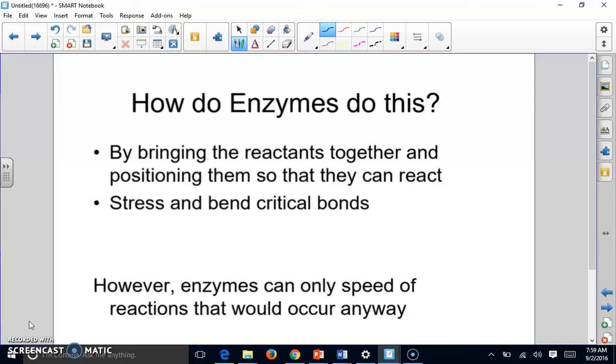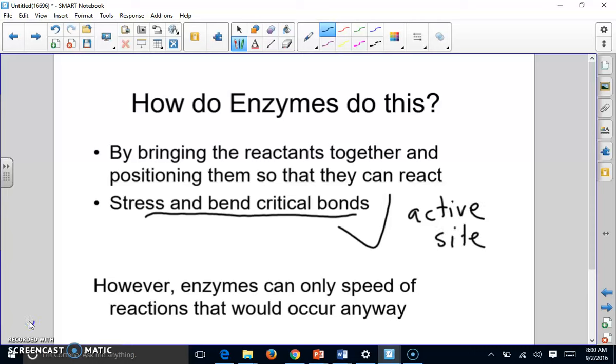The second thing that the enzyme does is it stresses or breaks critical bonds. We're going to take a look at this in a second, but there are certain bonds in a reaction that need to break, and the enzyme can put pressure on that area so that it's easier, or more energetically favorable, for that bond to break. These two things, which we're going to look at now, both occur in an area of the enzyme known as the active site. And again, enzymes speed up reactions that would occur anyway. The bottom statement says the enzyme just makes them occur much faster.